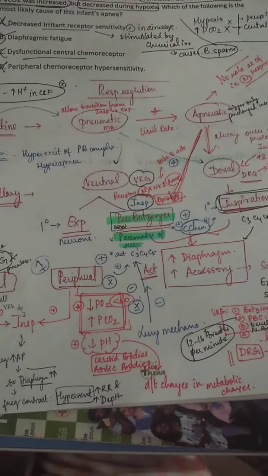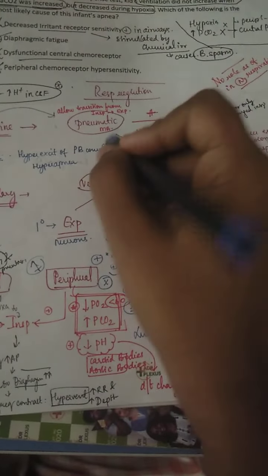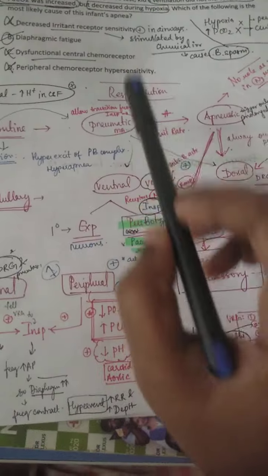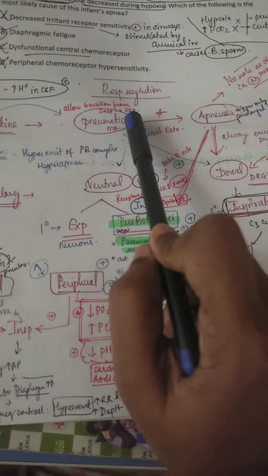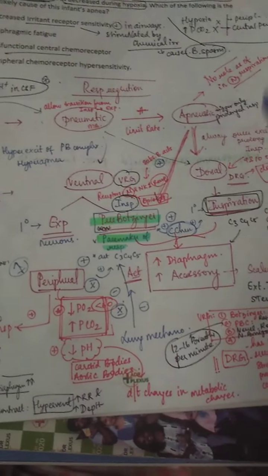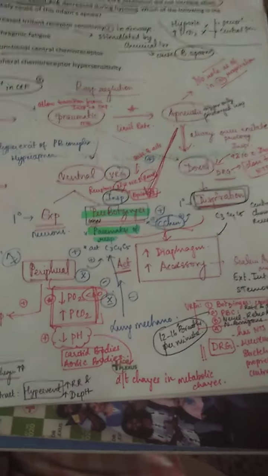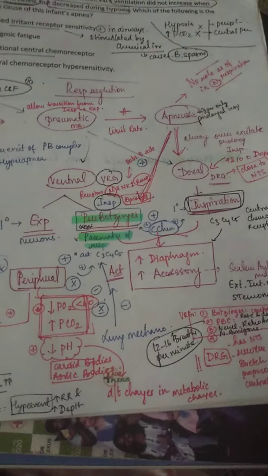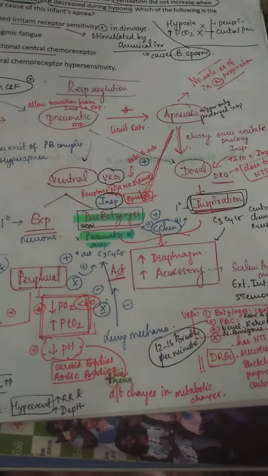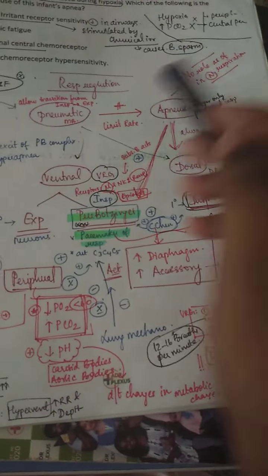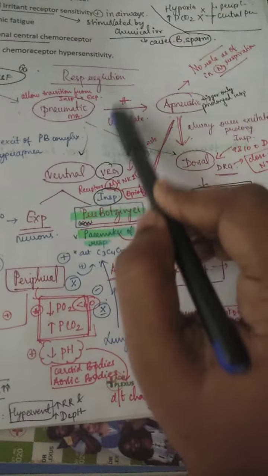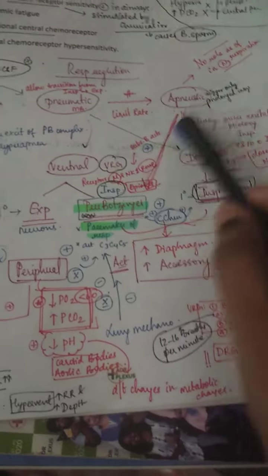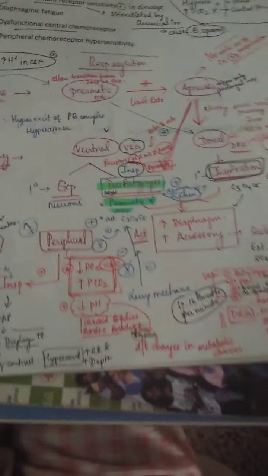So all you have to know are these centers: pneumotaxic, which functions in the transition from inspiration to expiration, and apneustic, which has no role in normal inspiration, as I told you. It's only triggered in case of prolonged inspiration. Generally we don't have prolonged inspiration because the pneumotaxic center will keep inhibiting this. That's it.